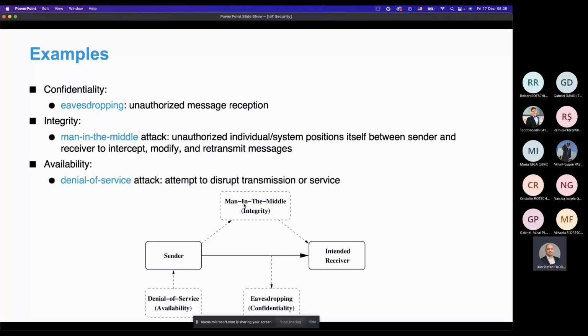Finally, denial of service attack is a matter of availability. So denial of service refers to an adversary's attempt to usually disrupt the transmission of or services that are provided by the sender. So you have a way to jam the sender in order for the network to be flooded maybe with packets, or by other means in which you prevent the sender from actually deploying the messages in the network and prevent the messages from being sent to the receiver.